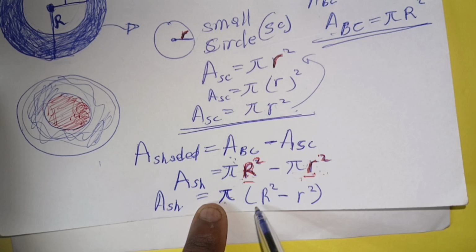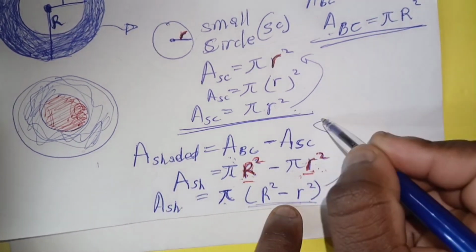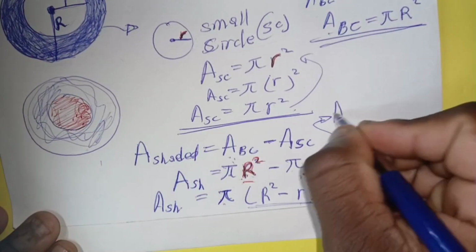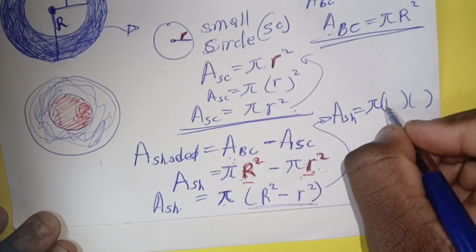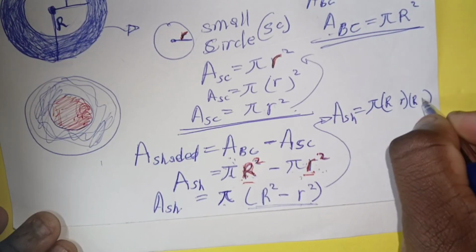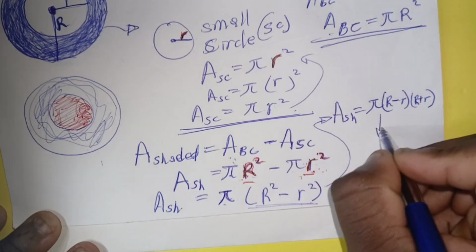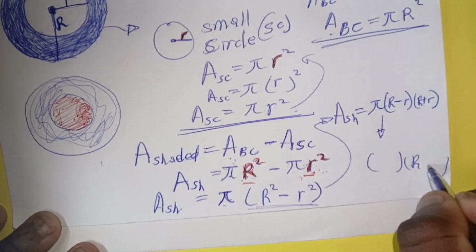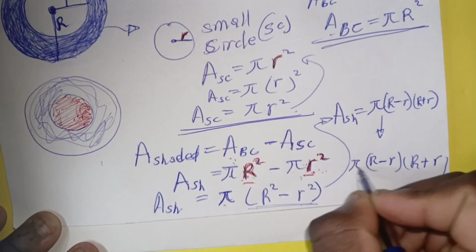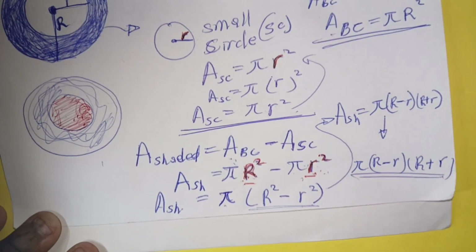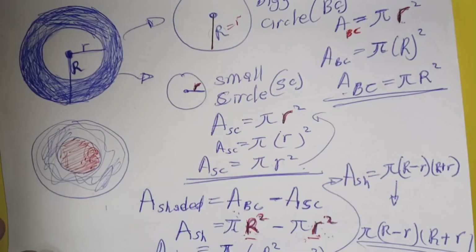And please be aware, guys, even this thing I can still factorize as a difference of two squares. Then the area of the shaded part becomes pi, times big R minus r, times big R plus r. I just hope, guys, you can see this. This one is the area of this shaded part. Do you see? I just hope, guys, you did understand this question.